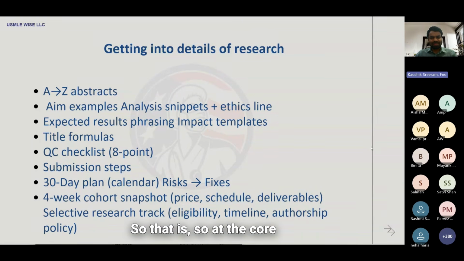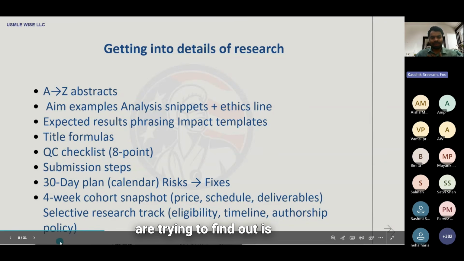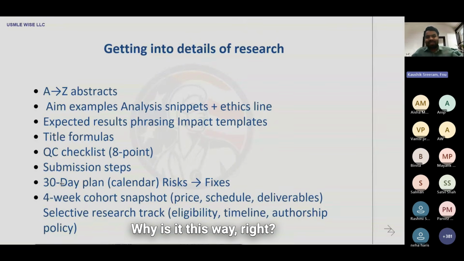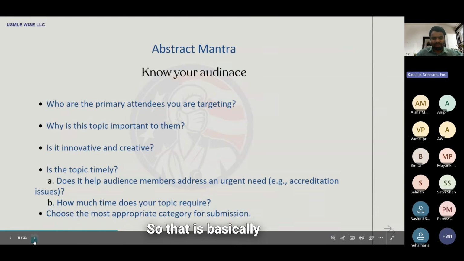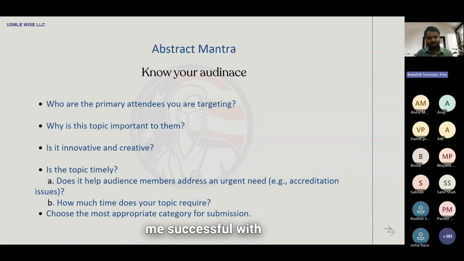So at the core of research, what you are trying to find out is an answer to a question that you have. Right? It could be any question. If you're in first year, oh, why is it this way, right? What kind of evidence do we have? How can we draw interpretation? So that is basically your research. Next, what has made me successful with research is you need to really understand your audience.